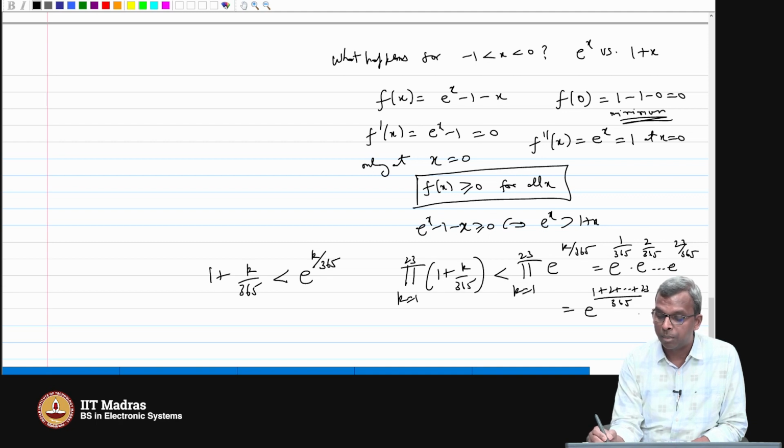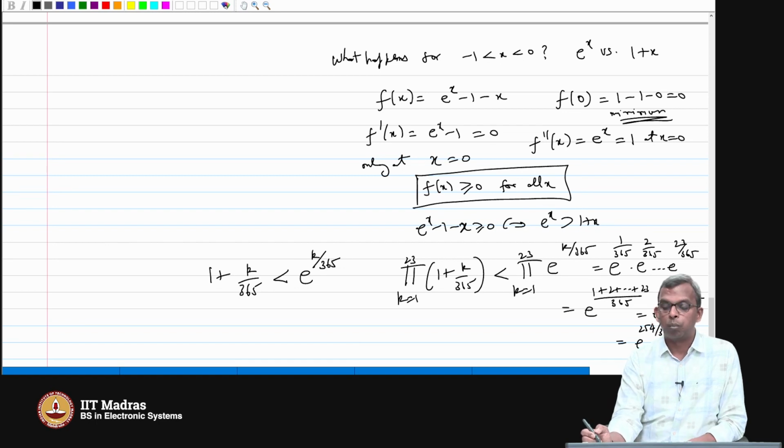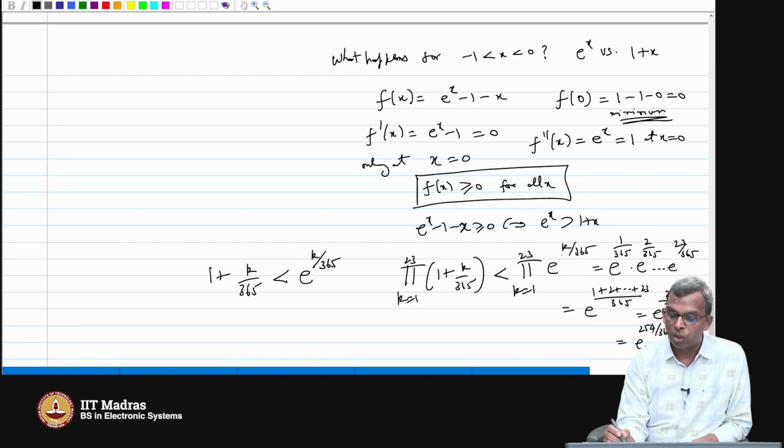So notice how this becomes very easy. So now what is 1 plus 2 plus so on till 23? That is 23 into 24 by 2, so you get a very simple e power expression. Whatever that is, 23 times 12, that is 276, e power 276 by 365, and you can evaluate. Okay. So you can also keep it as a general variable instead of 23, but you see here how this 1 plus k by 365, which is a complicated product, became a very simple number.